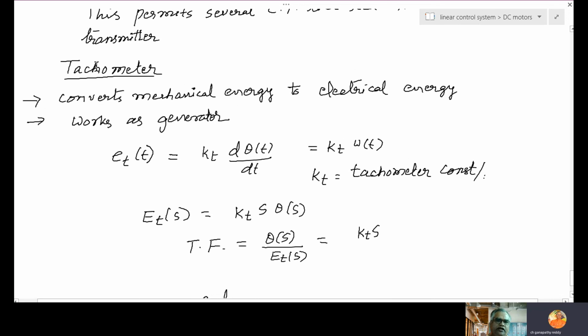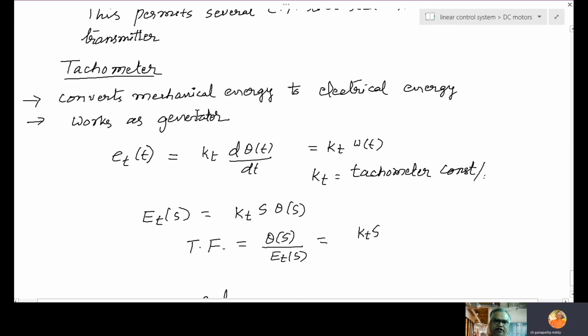Then one last one is the tachometer. After the tachometer, we finish the electrical systems. So what is the tachometer? Basically, it is used to measure the speed of a motor. It converts mechanical energy into an electrical signal. When the rotor is rotating at higher speed, with the help of the tachometer we measure the speed of the motor. The tachometer principle is that mechanical energy is converted to an electrical signal.